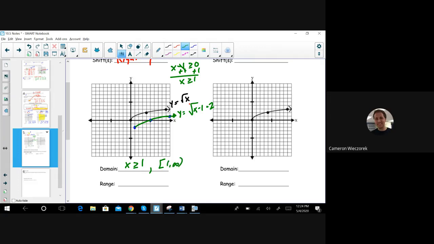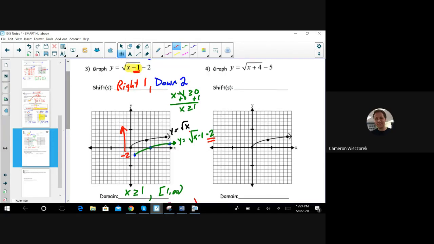The range, I look at the vertical shift. What did it do? It moved down 2 units. So that takes all my y values and now allows them to start at -2, and then they go up forever. So my range would be y is greater than or equal to -2. That vertical shift is what affects the range, and that horizontal shift is what affects the domain. So this would go from -2 to infinity.